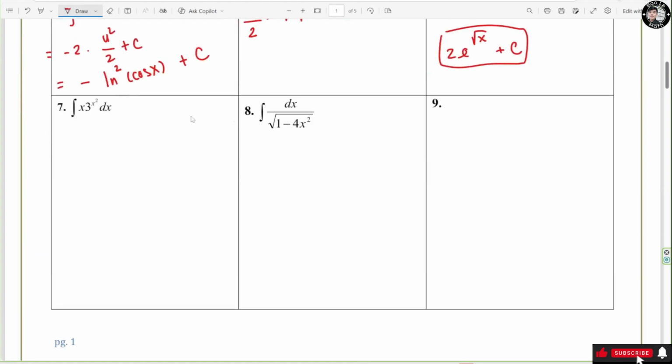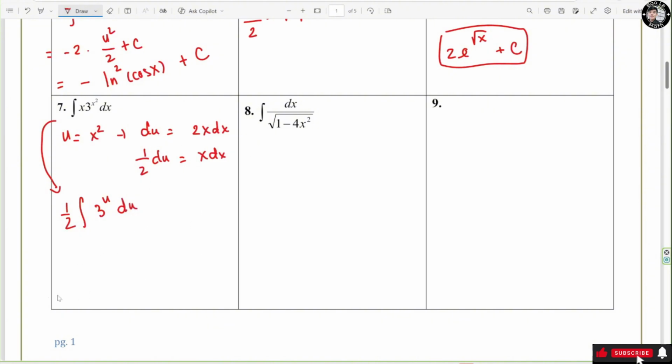Now let's move on to question 7. We're going to let u be s squared, then du equals 2s ds, right? Then we divide both sides by 2, so we have 1/2 du equals s ds, right? Substituting back over here, this turns out to be 1/2 times the antiderivative of 3 to the u du, right?